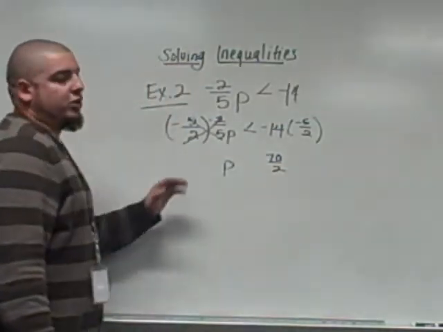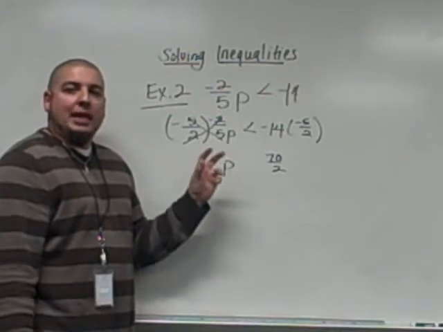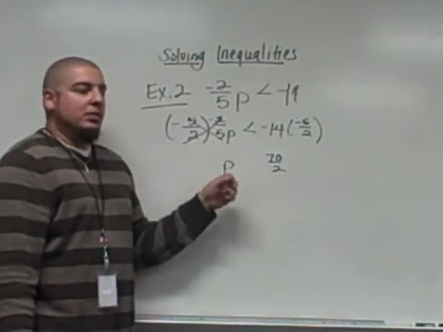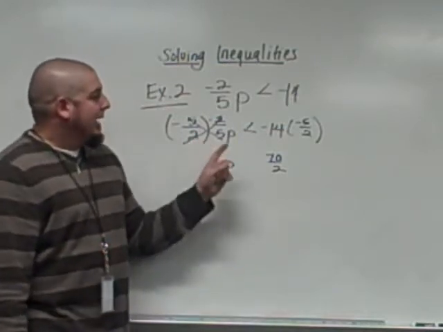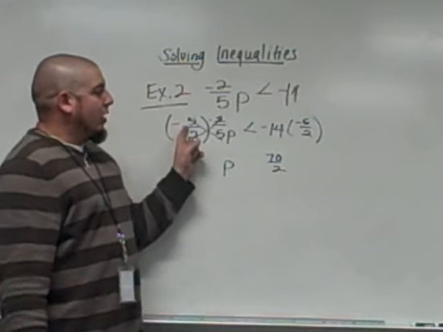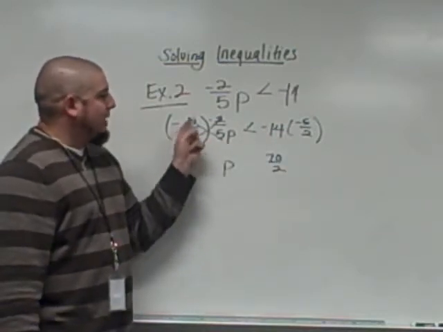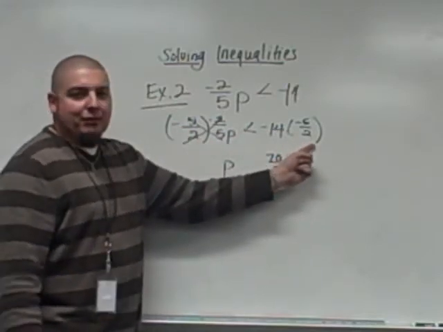Now, I want to show you something here real quick. This is the one difference between solving inequalities and solving equations. Solving inequalities and solving equations only has one difference, and this is it right here. If I multiply across my sign by a negative, so here this is a negative 5 halves because this was negative 2/5, I multiply by negative 5 halves here, and I multiply by negative 5 halves here.